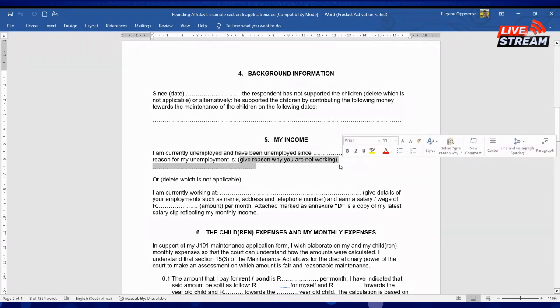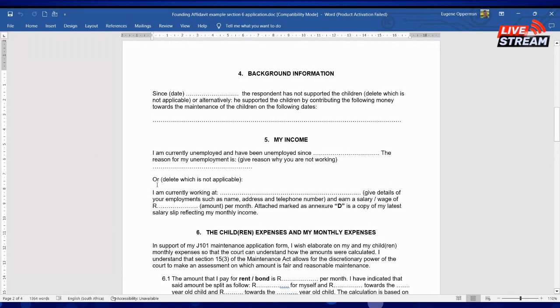Just don't say, oh, right, I'm unemployed. You know what? Give a reason. You can state there, I have been looking for work, or I was retrenched, or I'm just finishing up my studies, or whatever. And these are the attempts that I've made to look for gainful employment, so that you can take the court into your trust and divulge that information.